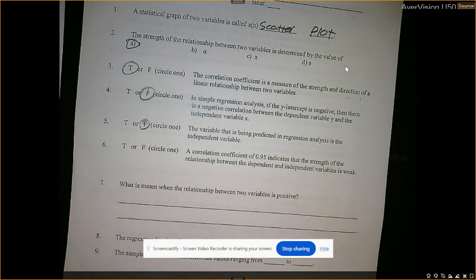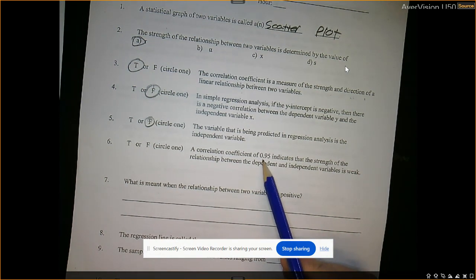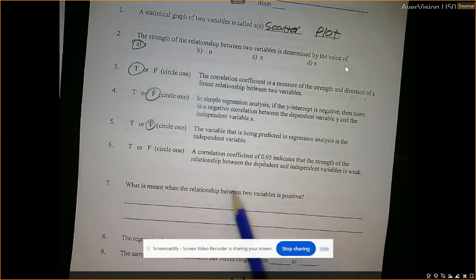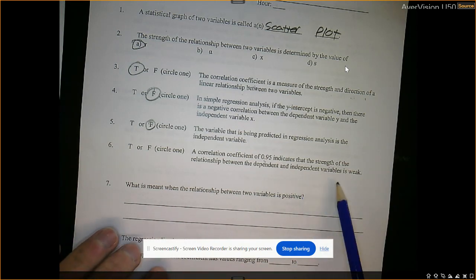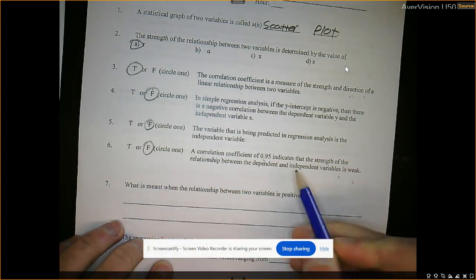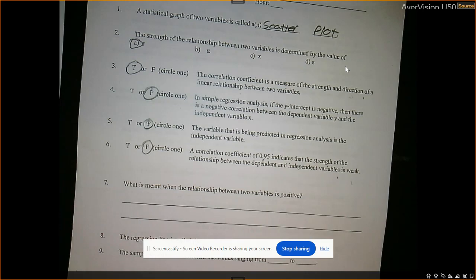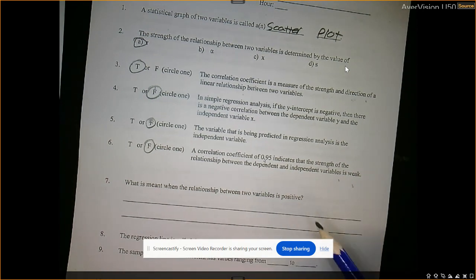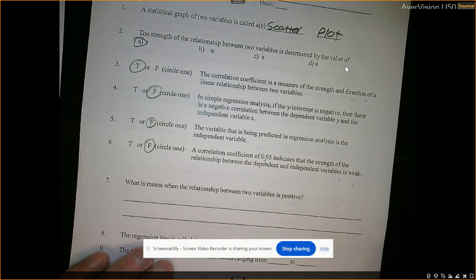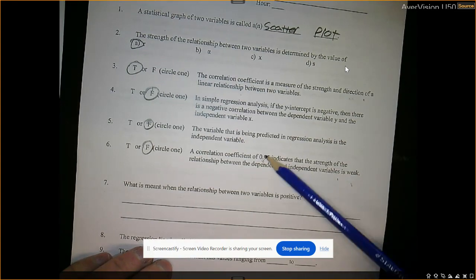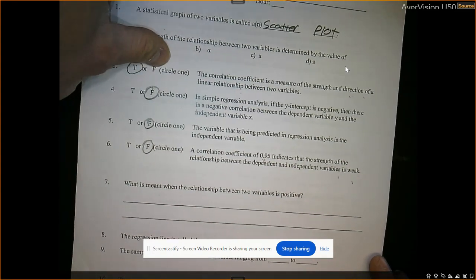A correlation coefficient of 0.95, that's a pretty strong positive relationship, indicates that the strength of the relationship between the dependent and independent variable is weak. That's false, right? It would be weak if it was closer to 0, but that's really close to 1. So if it was maybe like 0.3, that's pretty weak, but up at 0.95, that's pretty dang strong.